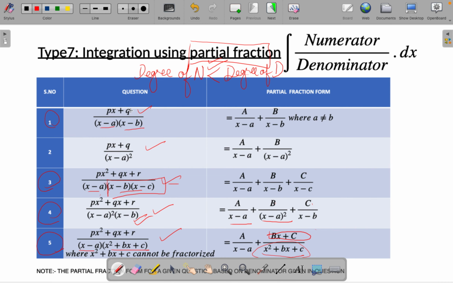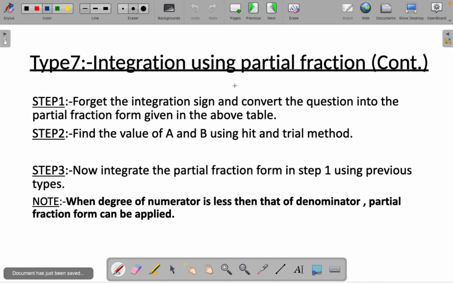So first, I will show you the steps. The most important thing which I want you to remember is that the degree of the numerator has to be lesser than the denominator, then and only then can you use the partial fraction form of integration. Let's move on to our exercise. Okay, first let's go for the steps.